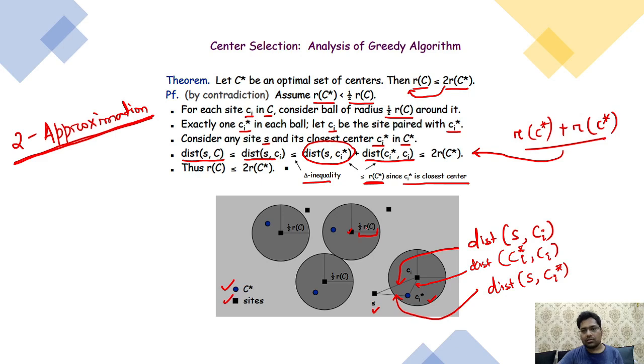Or else, if it is said R(C) is less than or equal to 2 R(C star), meaning 2 times more than optimal or not, this is also the same way to give the proper explanation about 2-approximation.